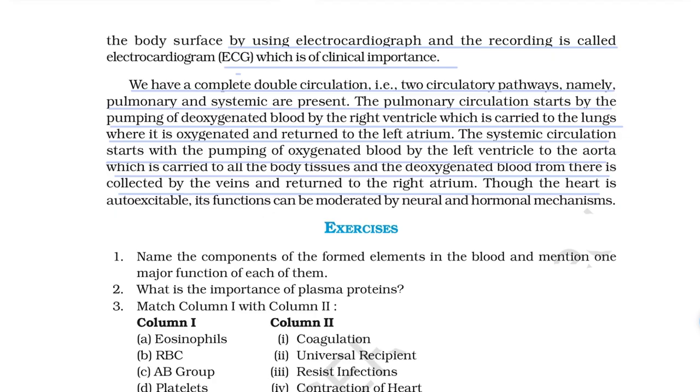Though the heart is auto-excitable, its function can be moderated by neural and hormonal mechanisms.